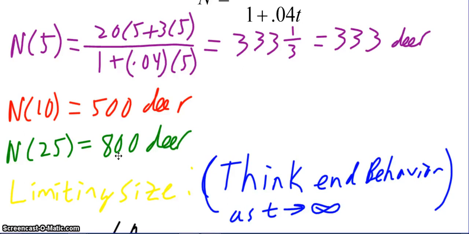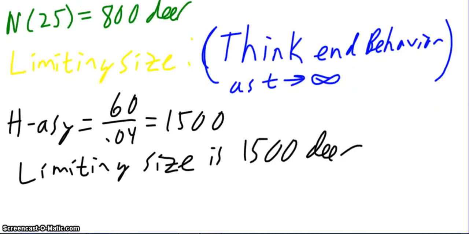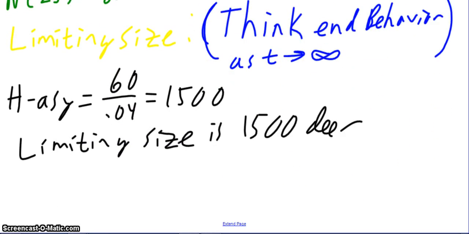Limiting size. So this is where we want to understand, well, what is that actually asking us? Well, that's saying, as time goes on forever, so think as T goes to infinity, what is the size of the population going to approach? So in this case, that's saying what's the N behavior. So what determines N behavior? That's going to be a horizontal asymptote.